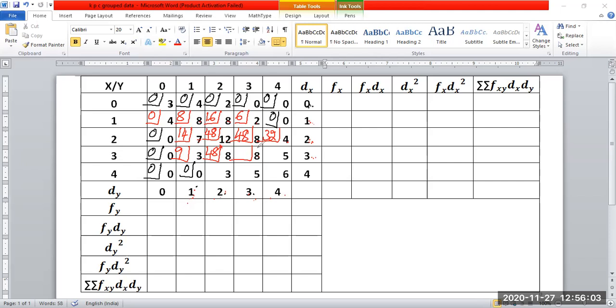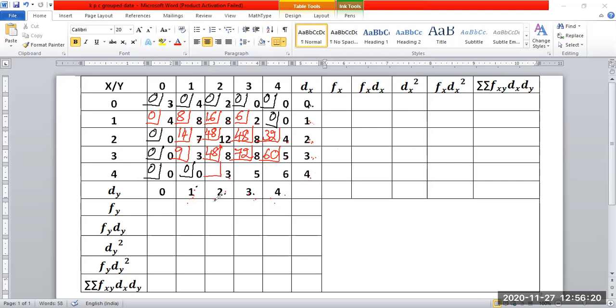3 into 8 into 3 into 3. Yeah, 72. Okay, that is 72. Last one, 5 into 3 into 4. 60. Okay. Now last row.